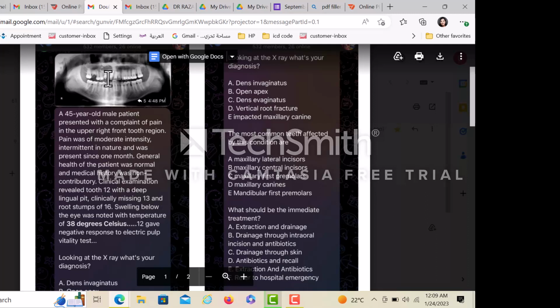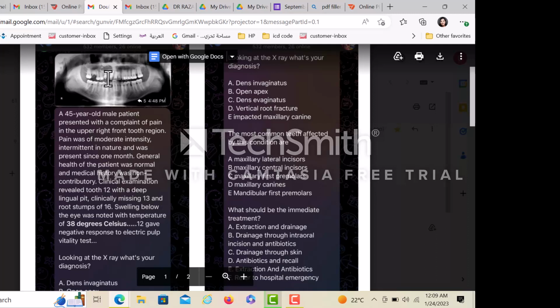So yeah, there is pain in the upper right teeth. And now see, keywords here are: pain was of moderate intensity, intermittent in nature, and was present since 1 month. General health of the patient was normal and medical history was non-contributory. Here the keyword is general health of the patient was normal. Now this normal is very important. I'll tell you why later.